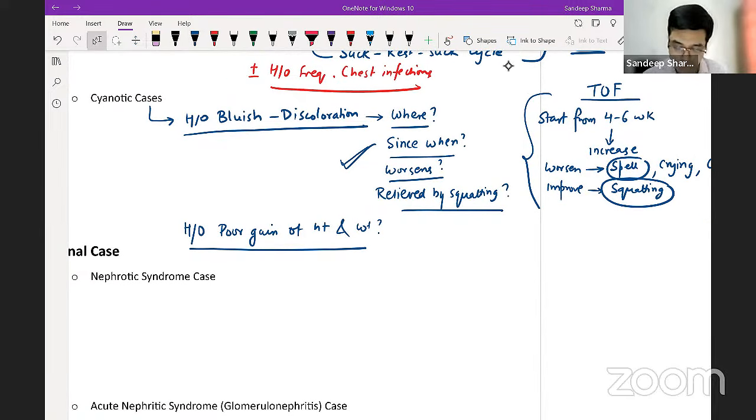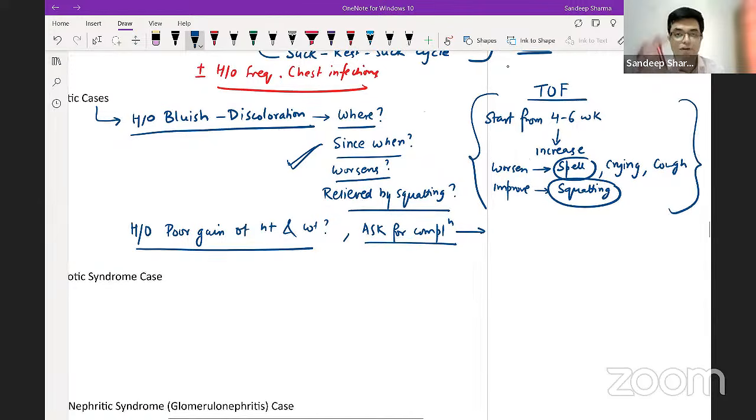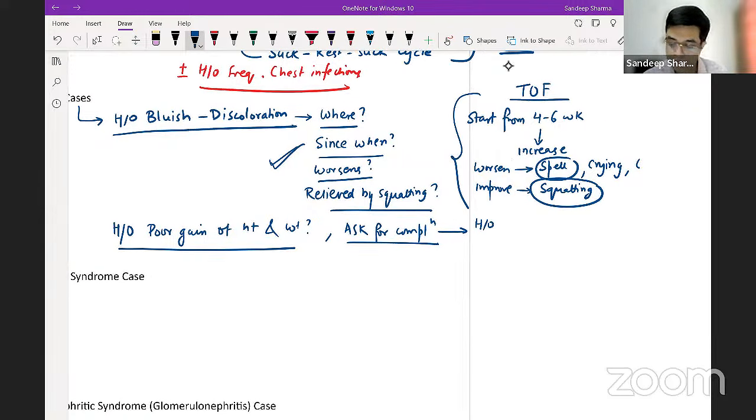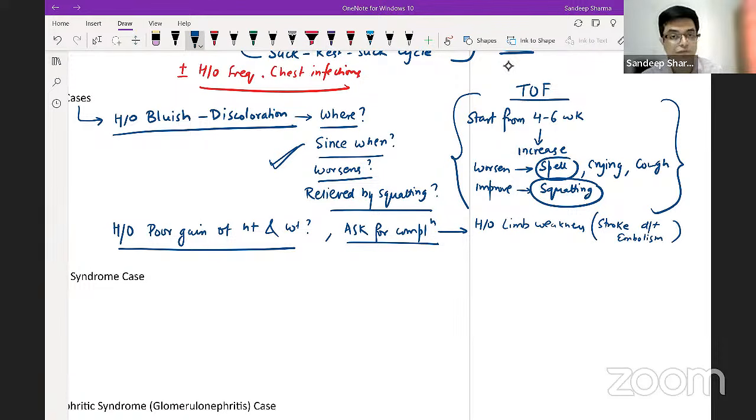And also you will ask for any complications in the patient in the history itself. How will you ask for complications? What are the complications of tetralogy of Fallot? You will ask for any history of limb weakness. Why will limb weakness happen? It may indicate stroke due to embolism in the patient. Chances of paradoxical embolism are high in tetralogy of Fallot. You will ask about any history of fever with seizures in the patient. Why? Because there is a chance of brain abscess developing in the patient.